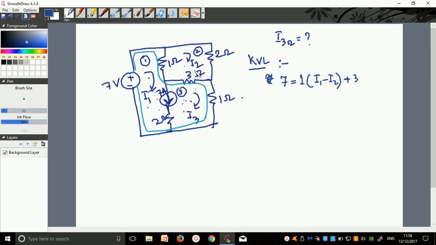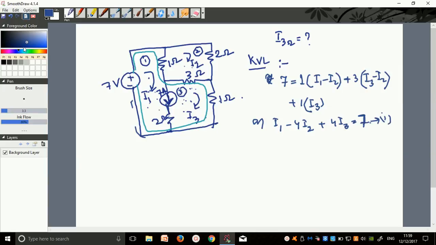So within 3 ohms what is flowing? I2. It is in between mesh number 2 and mesh number 3. So 3 times I3 minus I2. I'm sorry, because I'm considering this mesh. So in this mesh I will consider I3 minus I2, then 1 times I3. I3 is flowing, come to this point, and okay, we have reached 7 volt. So if I calculate, it should be I1 minus 4I2 plus 4I3 equals 7. So this is my equation number 1.